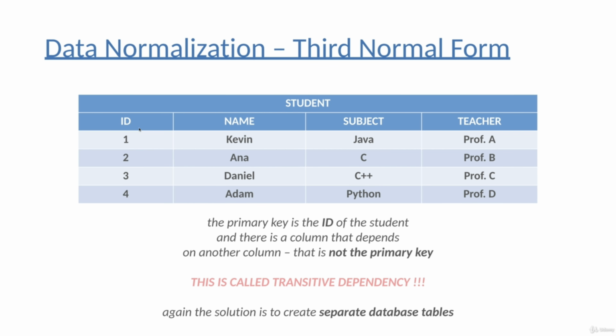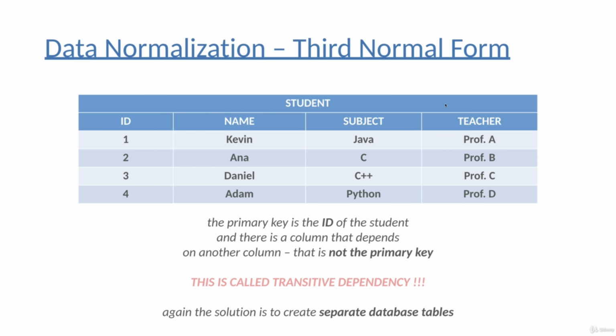We have students with given primary key IDs, names, subjects, and teachers. So for example, Kevin with primary key 1 is a student that's learning Java programming language, and the teacher is Professor A. We have Anna that's learning C programming language from Professor B, and so on. The primary key is the ID of the student, so the primary key is the ID related column, and we have to check other columns.